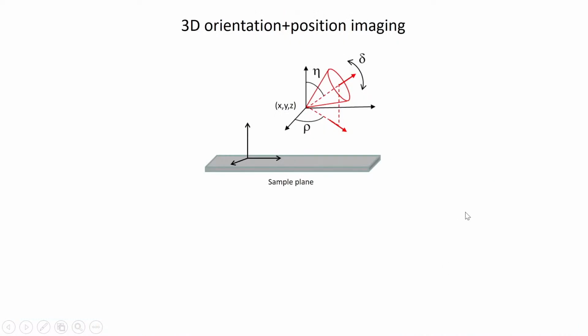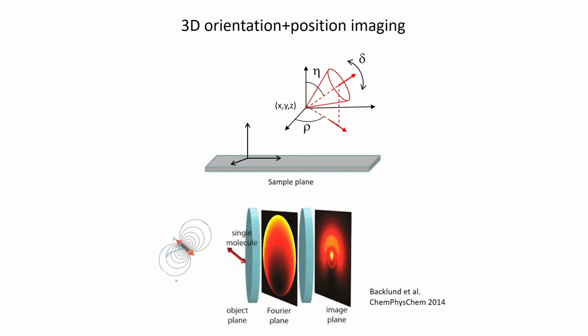So the last part that I wanted to address here is actually the most challenging one: how to actually measure three-dimensional orientation plus three-dimensional position of single molecules. And as I mentioned before, there are ways to do it. The way to do it is to filter by a Fourier plane, smart filtering, the way that the image of a single molecule is going to occur.